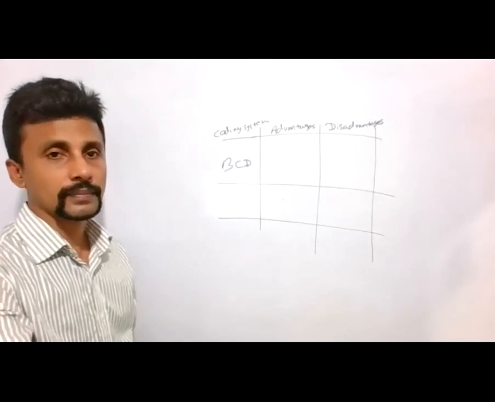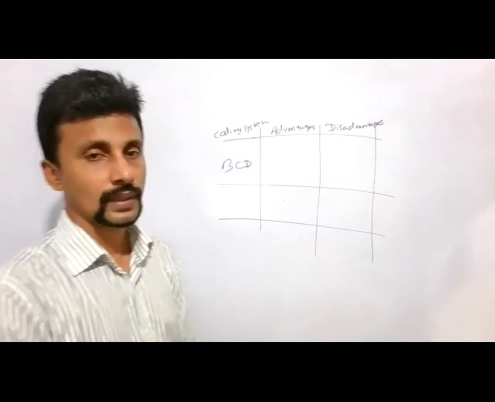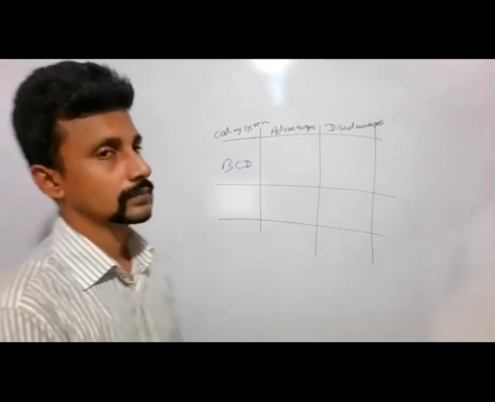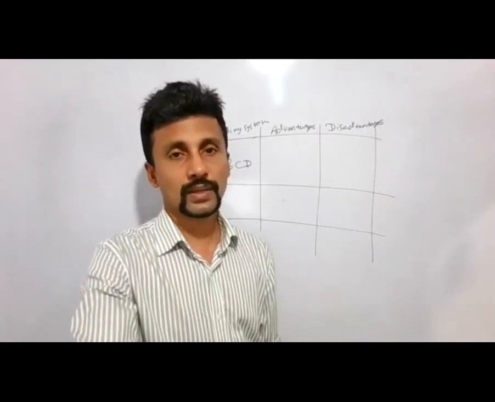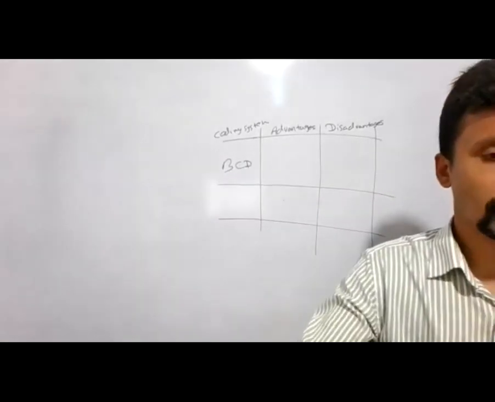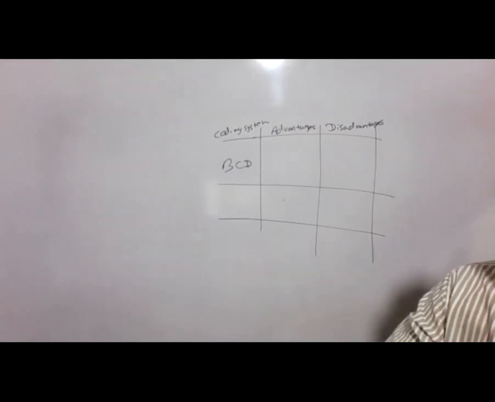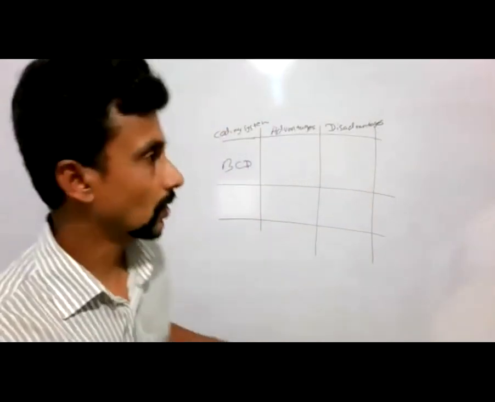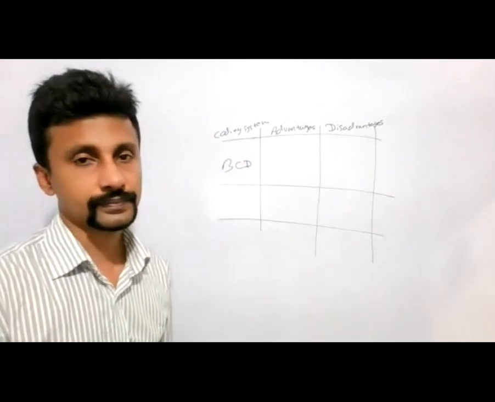So BCD, we will take the BCD first. Advantages: easy to encode and decode. Decimal into BCD and vice versa. So it is easy to encode and decode decimals into BCD and BCD into decimal. That is one advantage. We take another advantage under BCD.